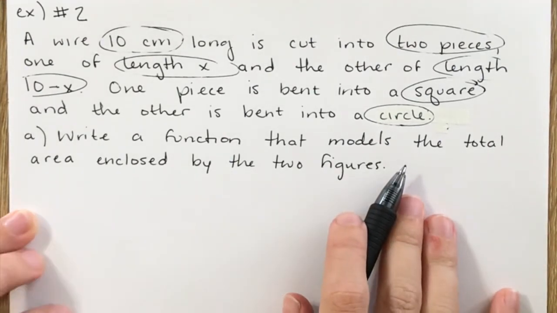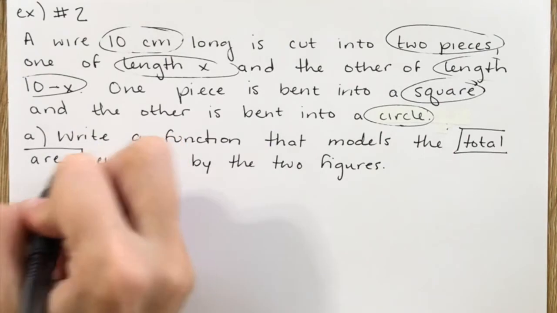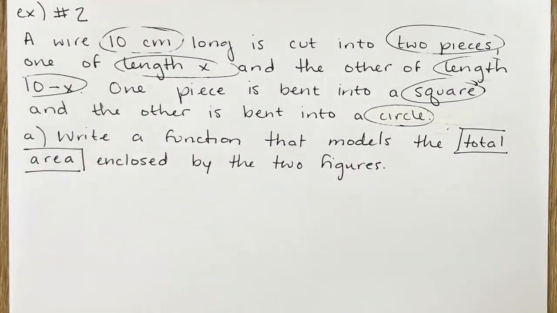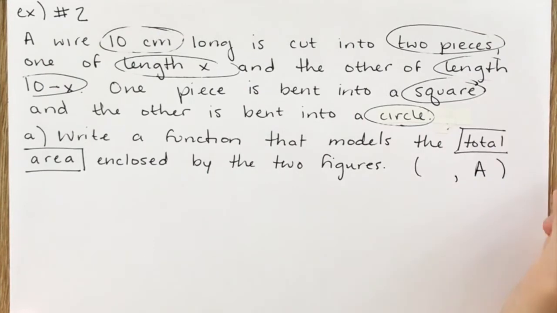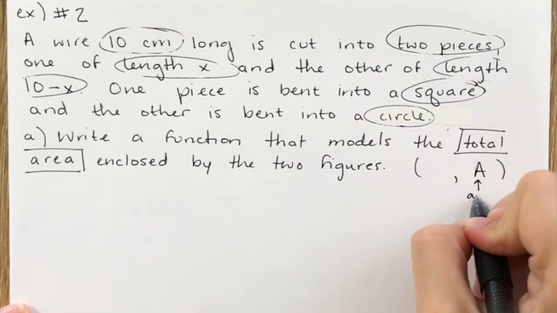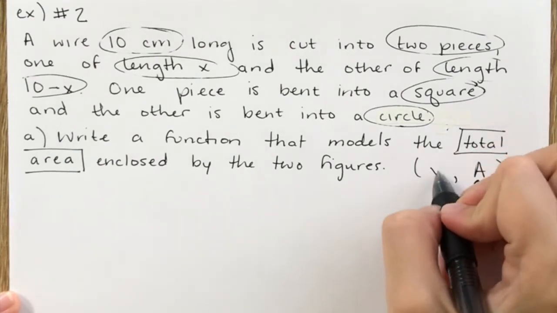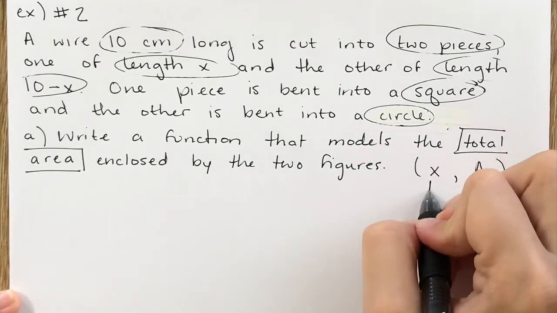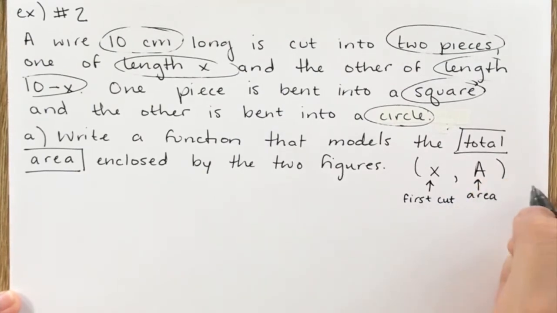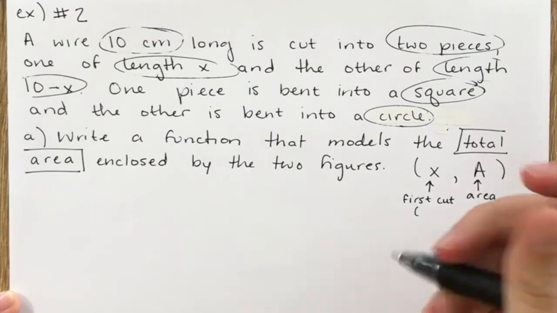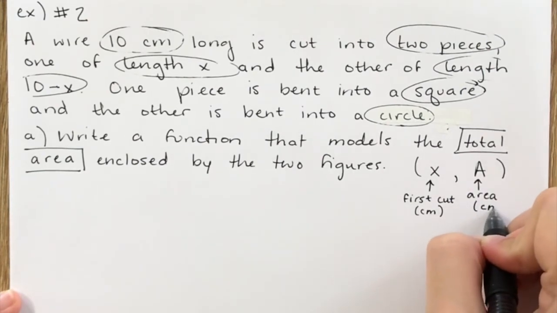A function that models the total area enclosed by the 2 figures is what we're looking for. So again, let's, as always, start with our sort of point. We're again looking for area. I'm going to call it big A. And this time we're actually given an independent variable, right? They told us that we're working with x. We know that x is the first cut, right? And since it's a length, and we already know that the length of the wire is in centimeters, we're going to be working in centimeters, which means that the area is going to be square centimeters.